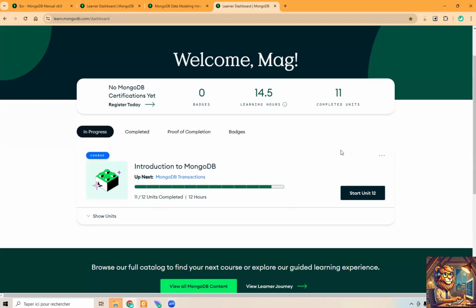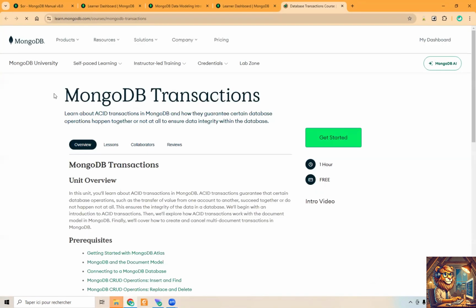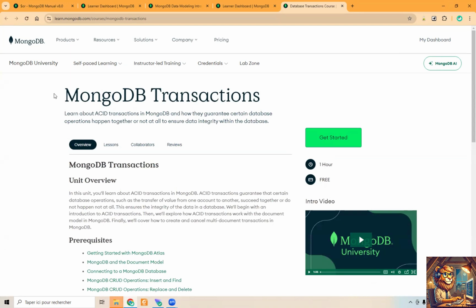Today we're starting the last unit of the Introduction to MongoDB course, which is unit 12. So we'll have a look at MongoDB transactions, and we'll learn about ACID transactions in MongoDB and how they guarantee certain database operations happen together or not at all to ensure data integrity within the database.